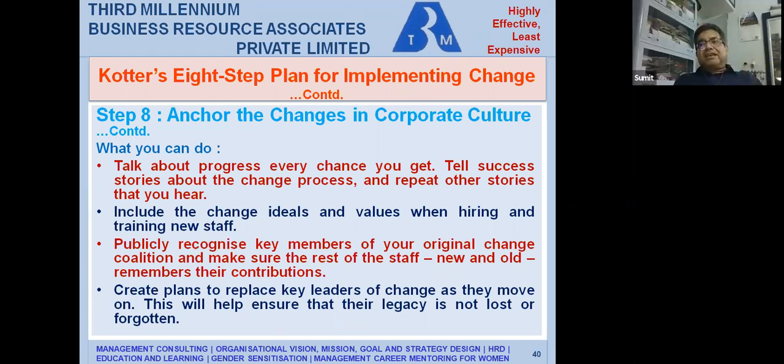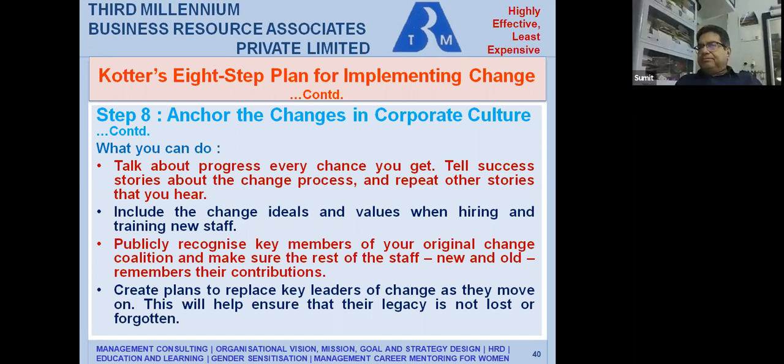Then publicly recognize key members of your original change coalition and make sure that the rest of the staff, new and old, remembers their contribution. You must highlight that these are the people, and highlighting does not mean you have to always give a monetary reward. You can simply have a small meeting where you invite the person on stage and ask him or her to talk about how he achieved it. And at the end of it, you can have a small tea get-together, just to bring in that camaraderie in the team or the department or the company.